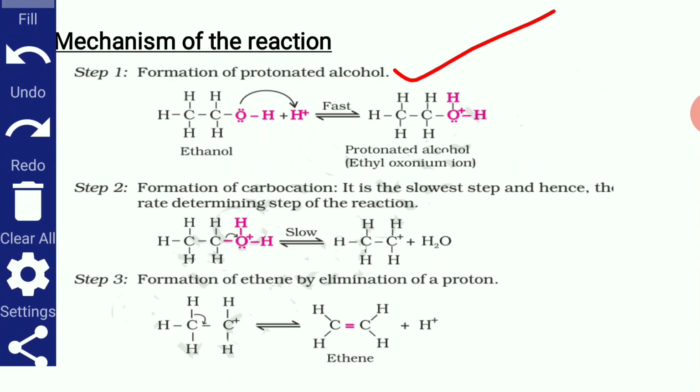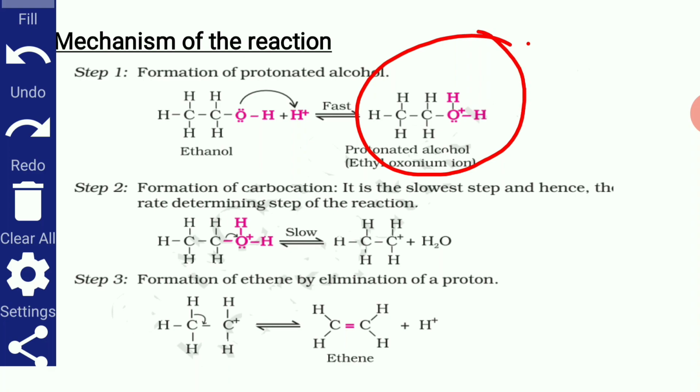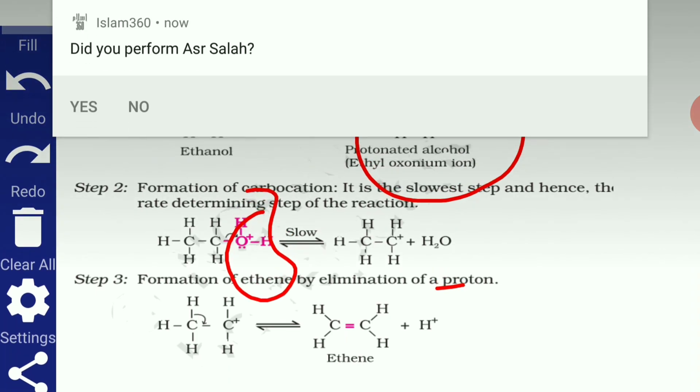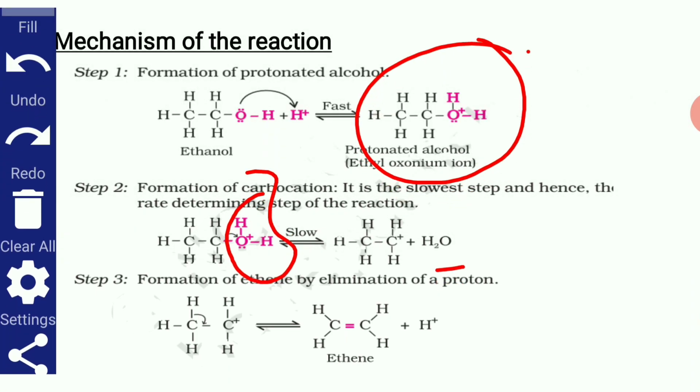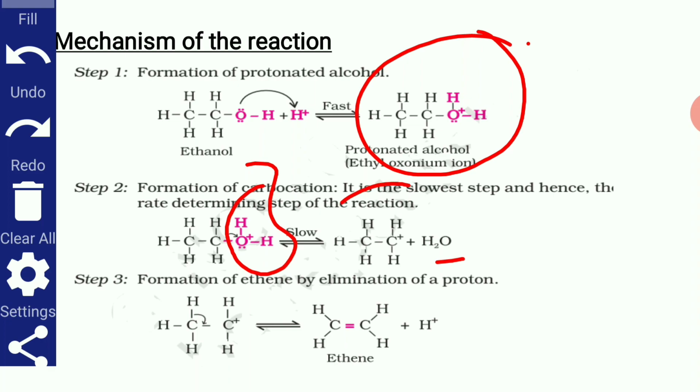The protonated alcohol so formed is unstable in nature because the oxygen is having three bonds, which is not possible. So, soon it will liberate the water molecule in this manner, and the resultant compound so formed will be a carbocation.